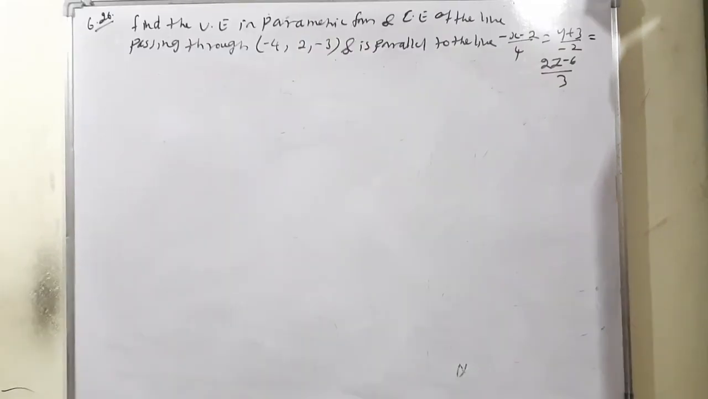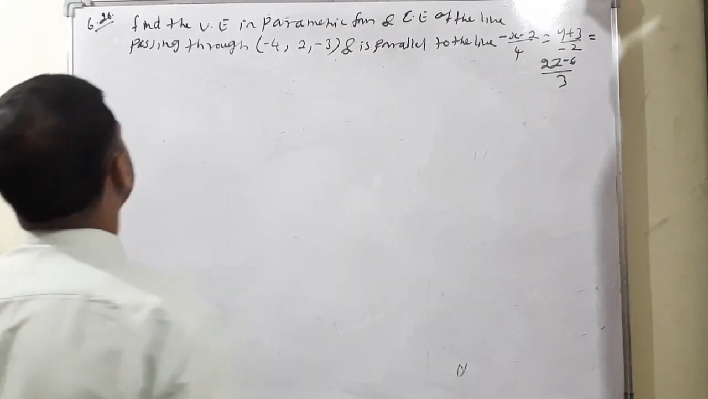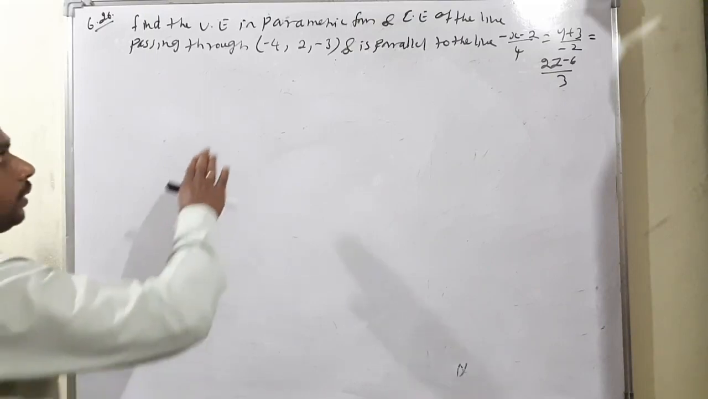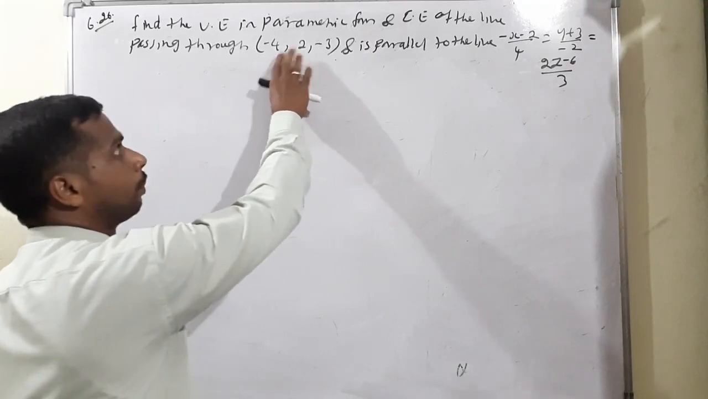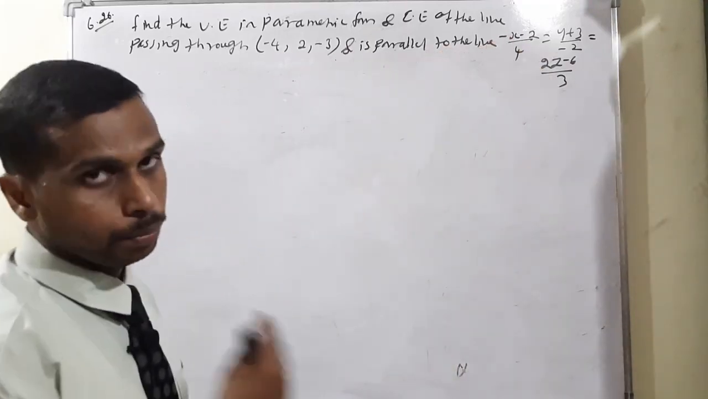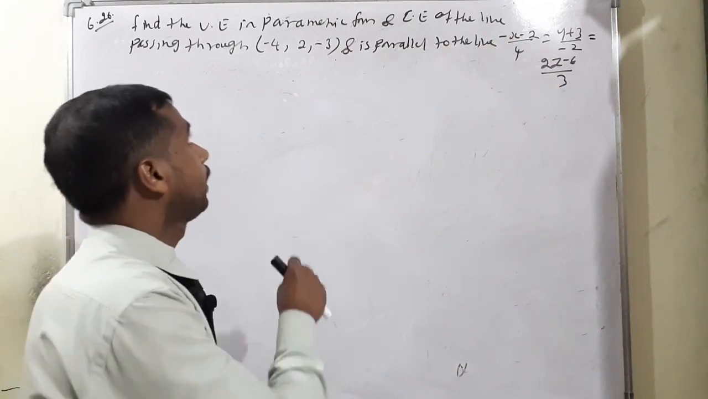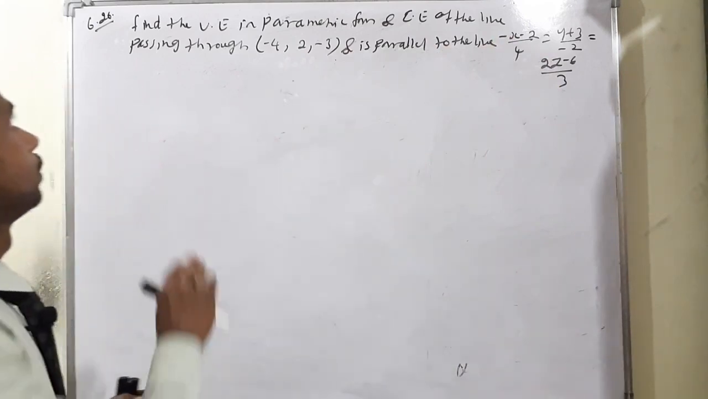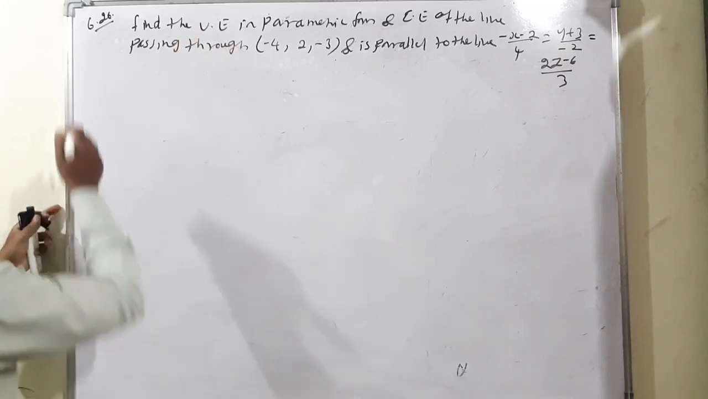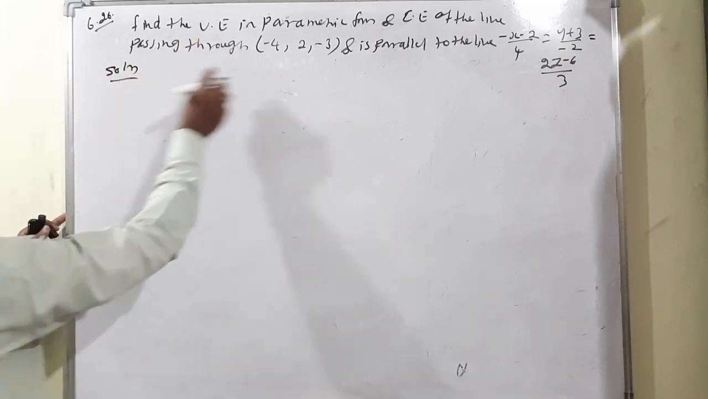Moving to example 6.26. Find the vector equation in parametric form and the Cartesian equation of the line. So a line passing through a point, and a parallel line is given, but there is no B vector. One parallel line and a point are given, so we need to find the vector equation and Cartesian equation of the line. Solution, directly we can write it.